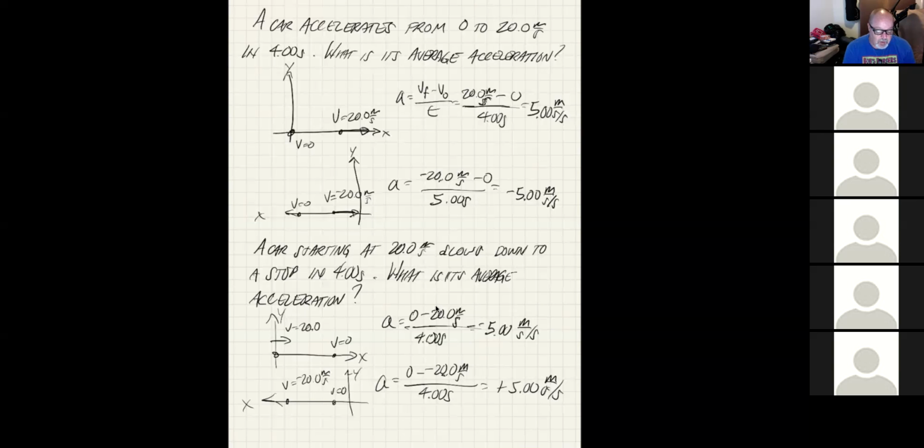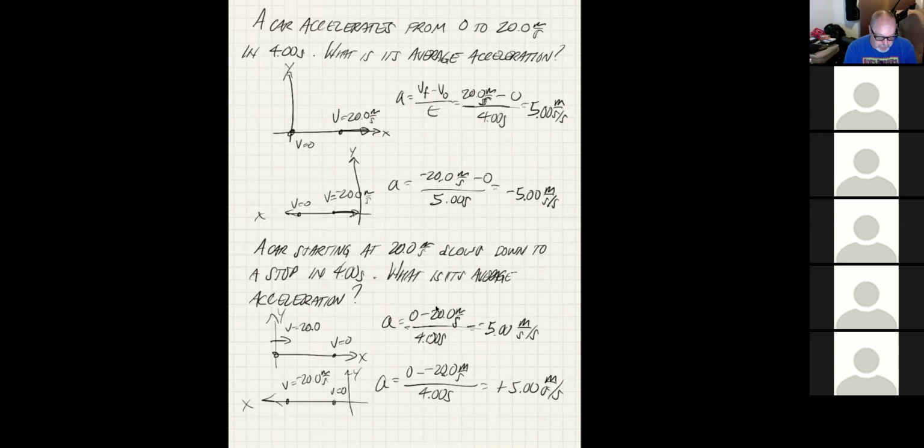And in the second part, we actually have something that's physically slowing down. We're going 20 meters per second, and it slows down to 0, in other words, to a stop, in 4 seconds. If it's initially doing 20 meters per second to the right, and we call the right the positive x direction, then the final minus initial would be 0 minus 20 meters per second over 4. That gives me negative 5 meters per second. So in that case, the negative really did mean decelerating.